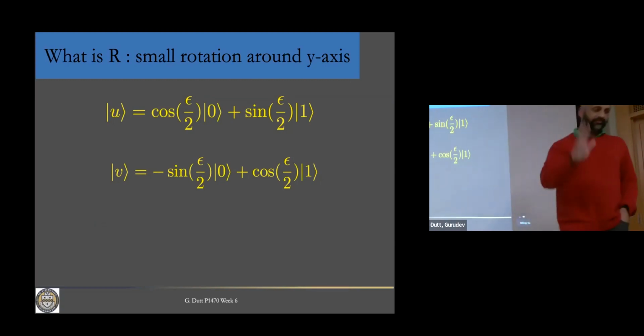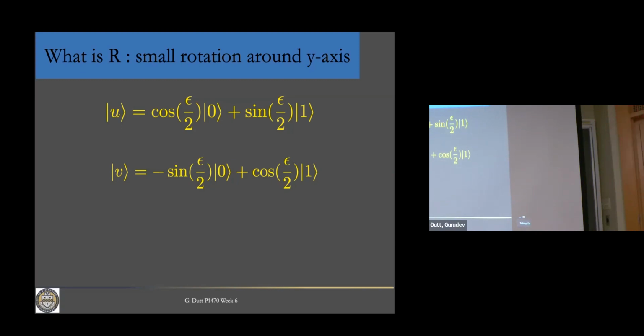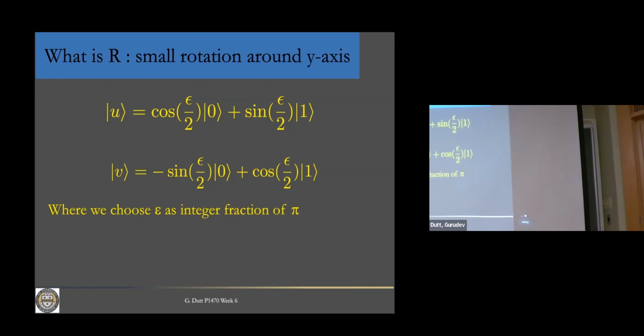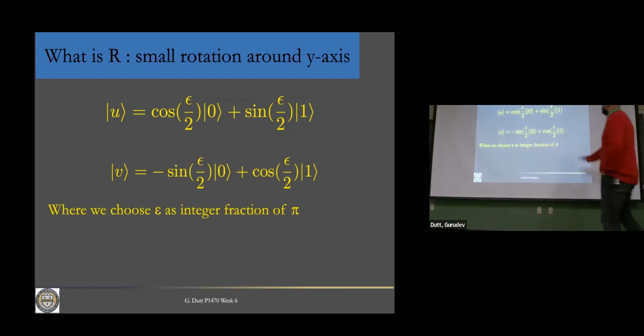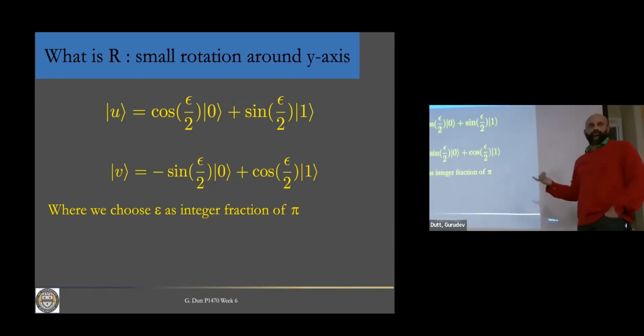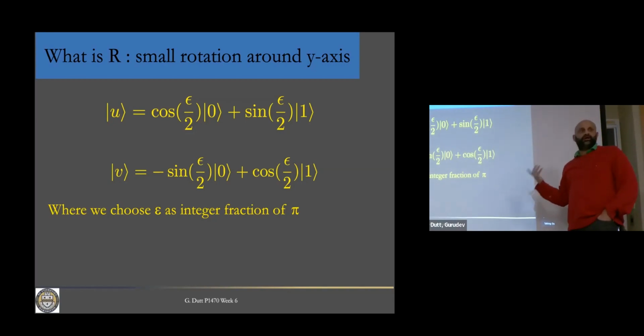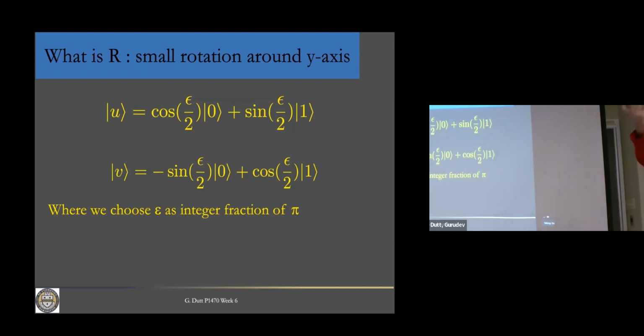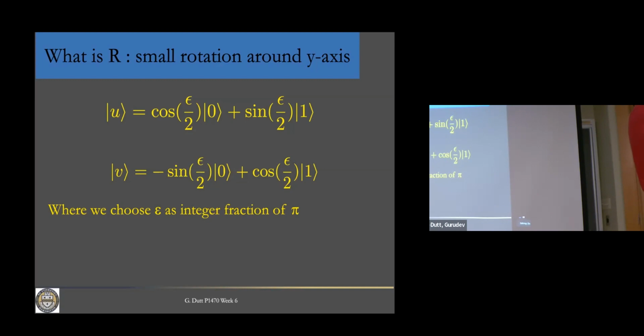Sorry, 90 degrees. Whatever. 180 will take you from 0-1 to 1-0. So the small rotation we wrote as this set, and I'm going to prove to you that this is indeed a rotation by a small amount epsilon around the y-axis. That this basis is what you get when you rotate by epsilon around the y-axis. We'll show that in a minute. But epsilon was picked to be an integer fraction of pi.